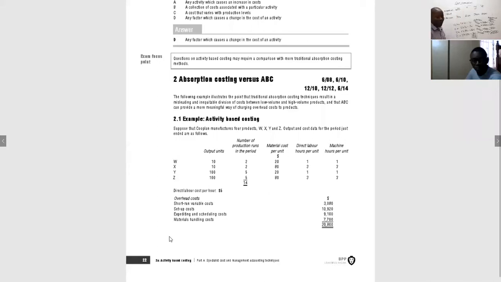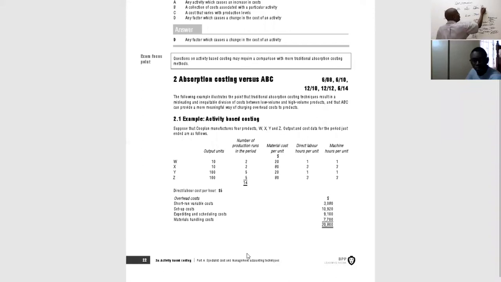How about X? X material cost I can see is 80. So I have 80 times 10 again. We go to Y. For Y, what am I able to see for materials? I'm able to see 20 times 100. And then Z lastly, accounting for materials, we are able to see 80 times 100.